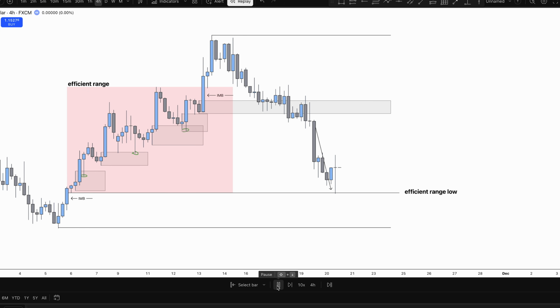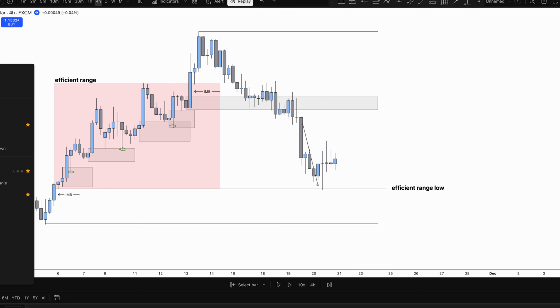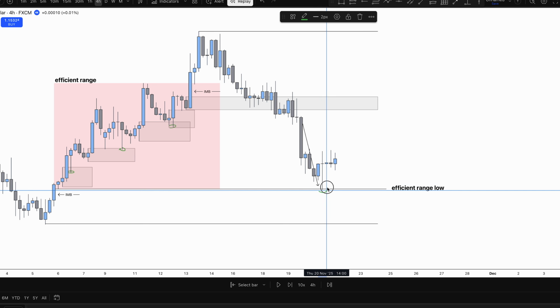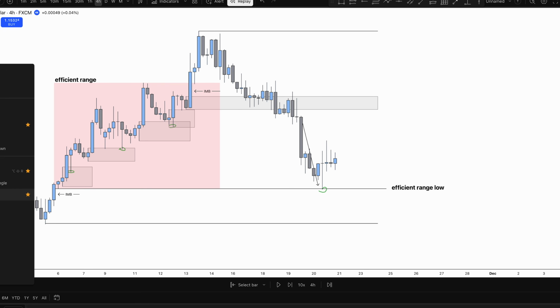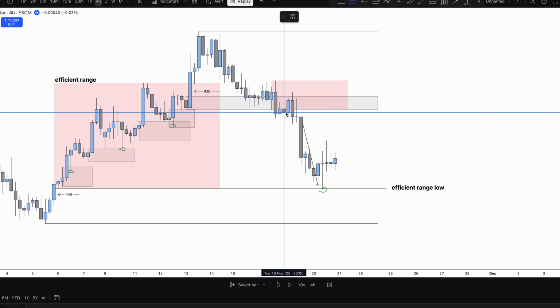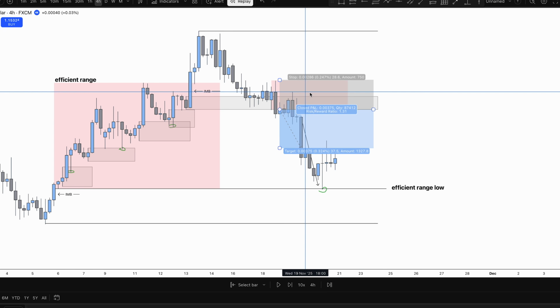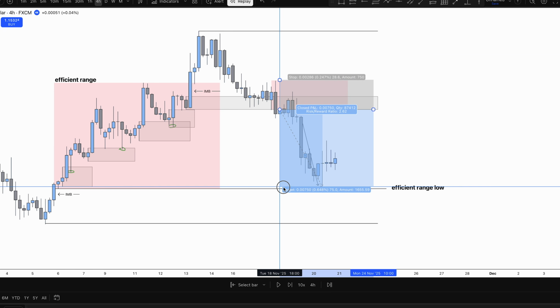Now, if we see what happens next in the market, it's exactly that. We have a drive to the downside, which perfectly fills the efficient range low. So your trade here would likely be selling from this supply, basically from that point there. You'd be getting into the market. Obviously for this, we would use refined entries on lower timeframes, but the general trade would look like that.